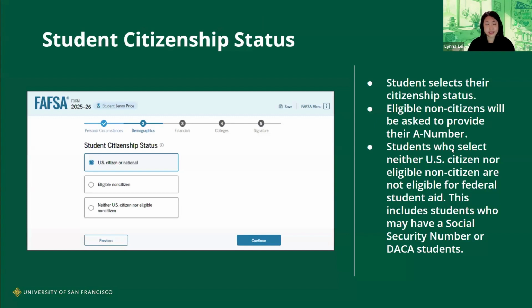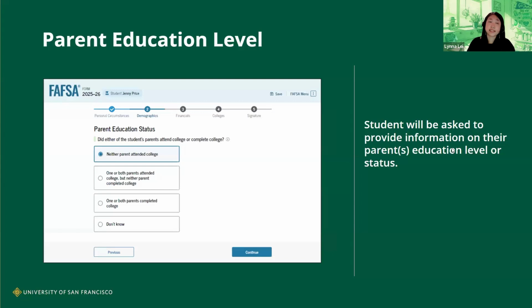Okay. And then another question will ask about the parent's education level, where they ask whether a student's parent has attended college.